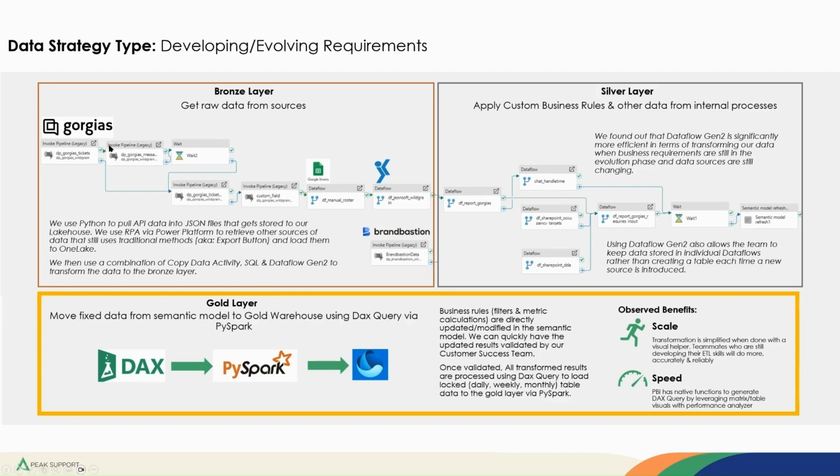In the bronze layer, it's very traditional. We pull JSON data via Spark and load the JSON file into our staging tables.